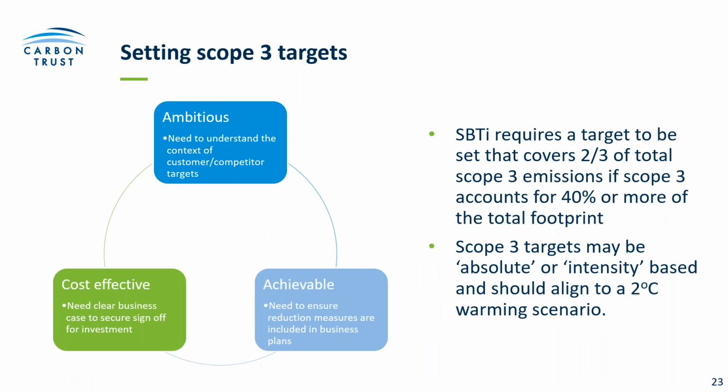And lastly, on targeting, once you've measured your Scope 3 footprint, you're then able to make an informed decision on whether to set a Scope 3 target, and if you do, what that target should look like. When thinking about setting a target, there should be really three things to keep in mind. Is the target ambitious? Is it achievable? And is it cost effective? And all these three different items are dependent on each other, but it's important to find the right balance of each that's appropriate for your organization.